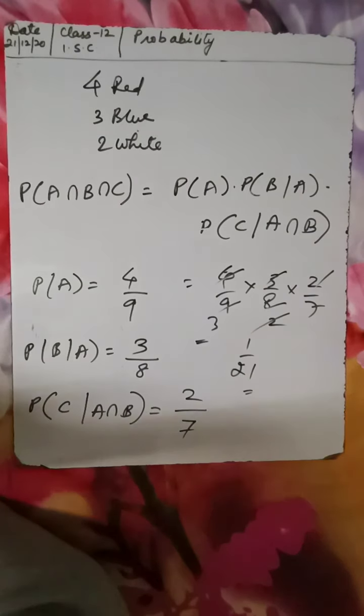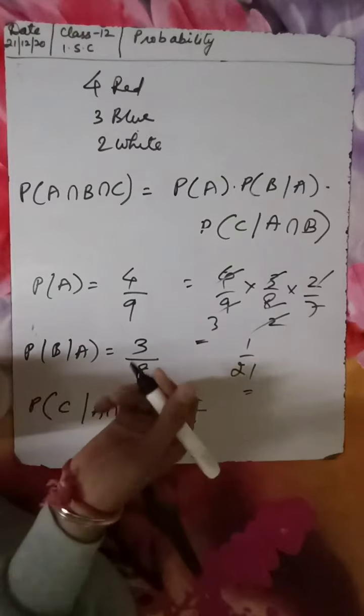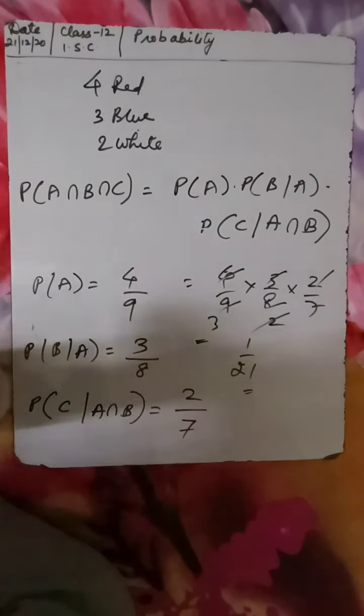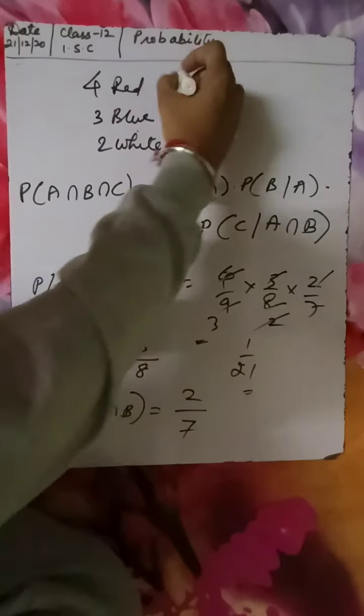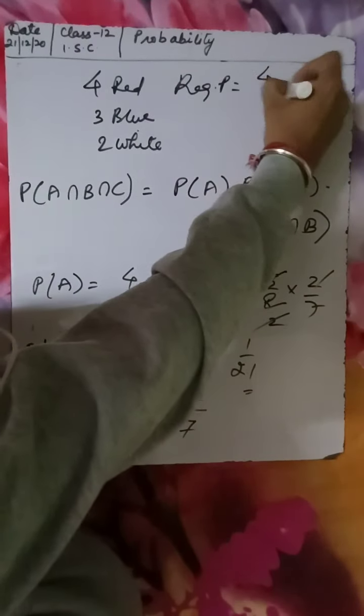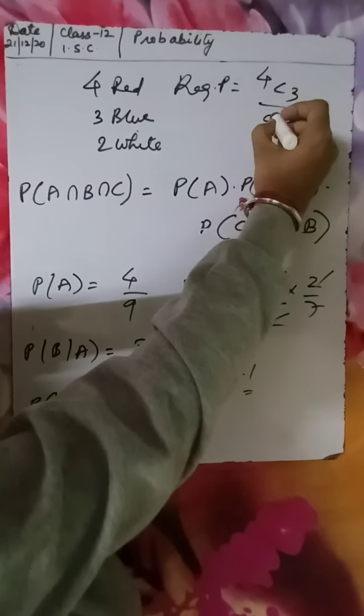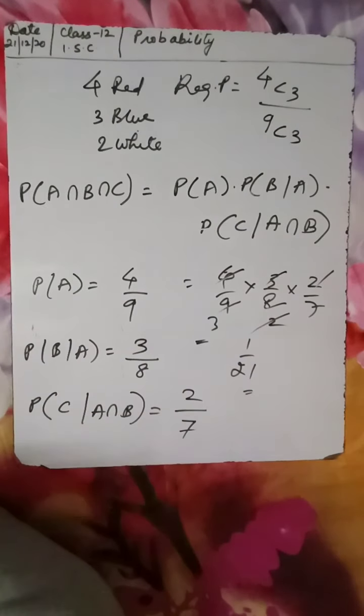Alternatively, you can do this question in a way that this particular problem is equivalent to drawing 3 red balls from a total of 4 red, 3 blue and 2 white. So the required probability here will be 4C3 upon 9C3, because you need to draw 3 red balls. Whether you draw the 3 balls simultaneously or one by one, it is the same.